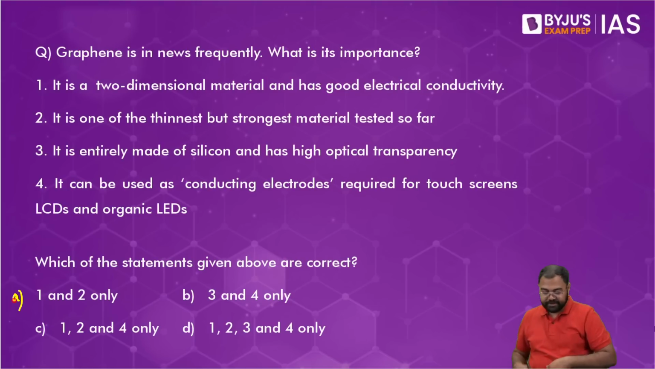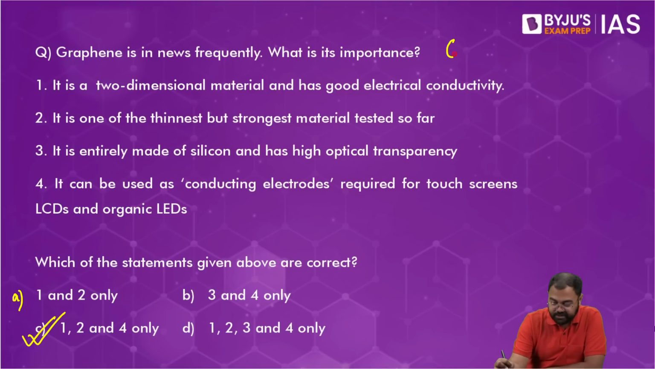Great. So 72% of you have marked C, which is actually the correct answer. Graphene is in news frequently. What is its importance? This was asked in 2011. In 2010, the Nobel Prize was given, and in 2011 this question was asked.